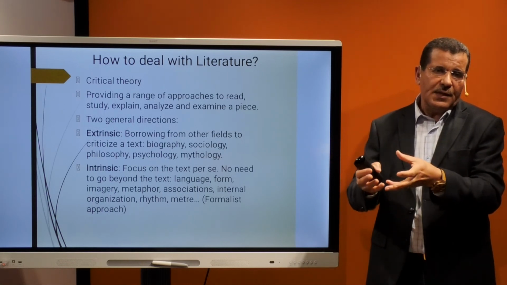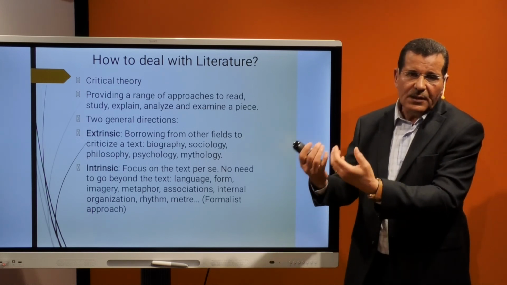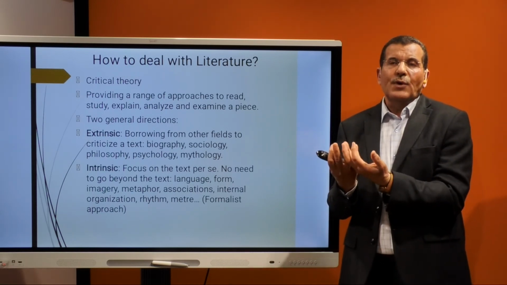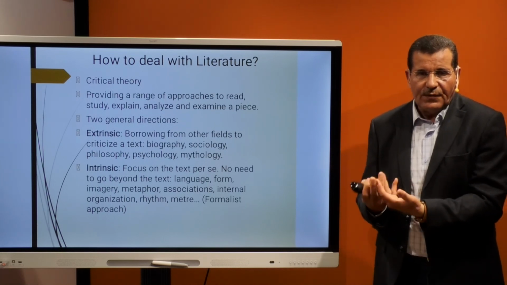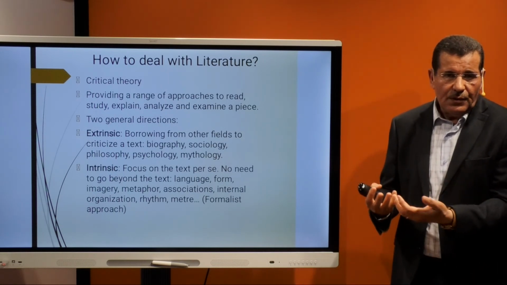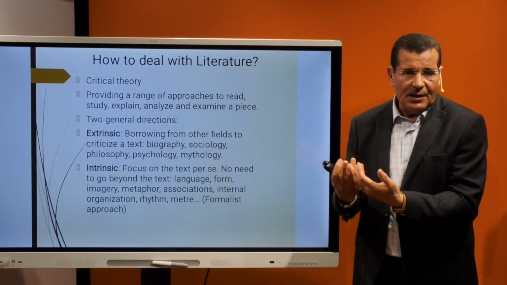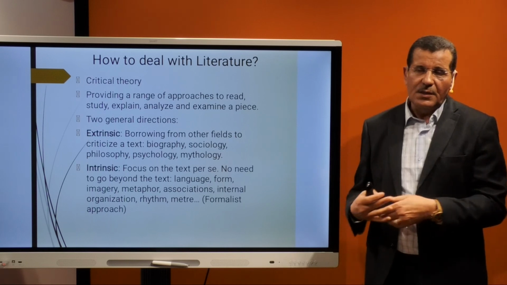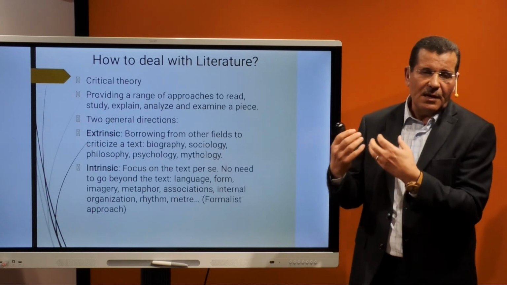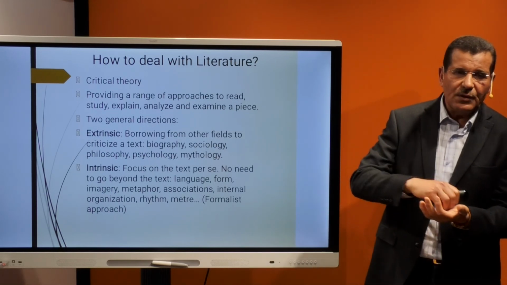That is, an extrinsic approach means that I go outside literature and borrow from other fields to criticize the text. They can go to biography, that is the biography of the author, and I can analyze the piece of text from the biography of the author. And here I have the biographical approach. Sociology, sociological approach. Philosophical approach. Psychological approach. Mythical archetypal approach. That is to say, I go to other areas, whether it is biography, sociology, philosophy, psychology, mythology, and try to apply some of the premises and try to bring light into the text when I go outside the text and come back to the text.